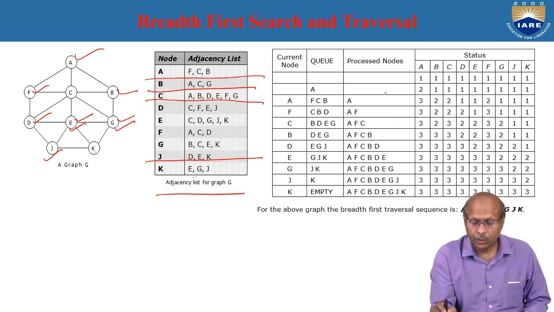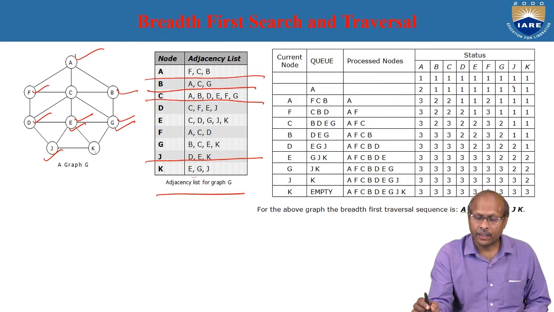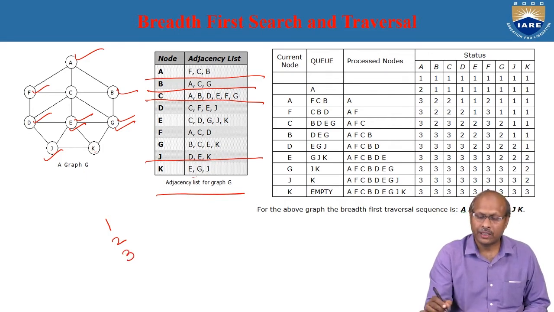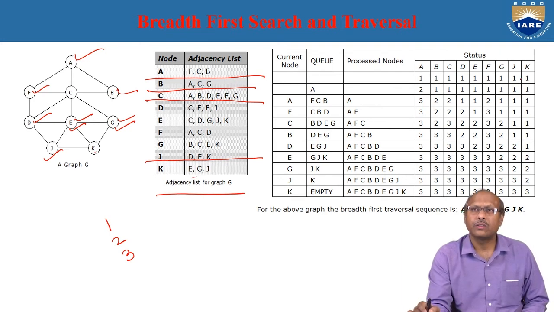Initially, you make the status of each node 1. So I told you there are 3 statuses. 1 means ready state, 2 means waiting state, 3 means processed state. So initially, you make all the statuses 1.